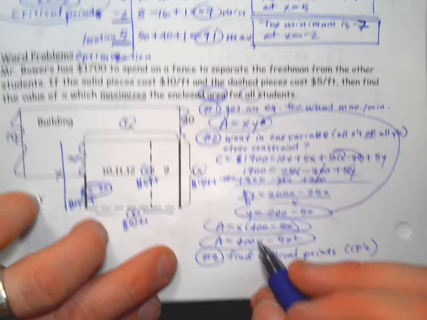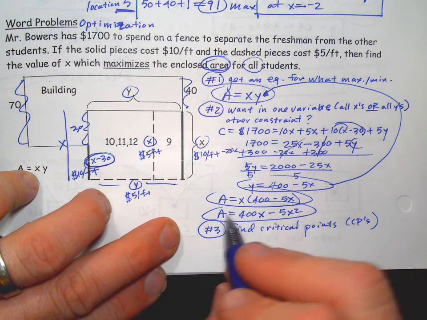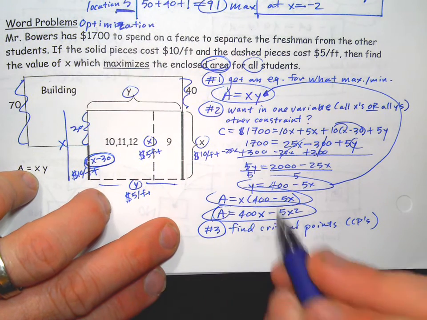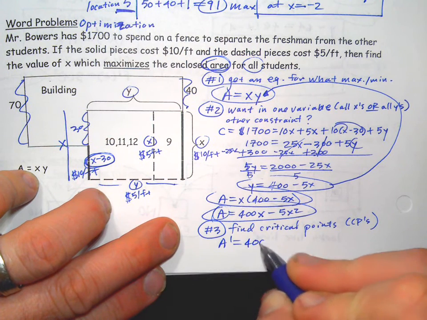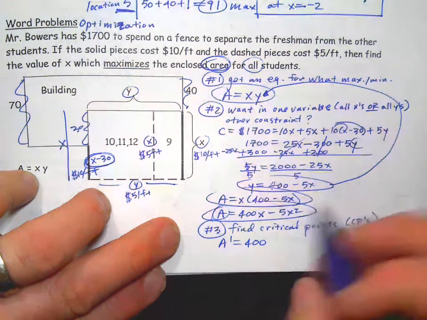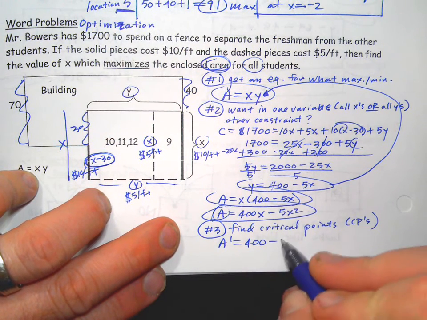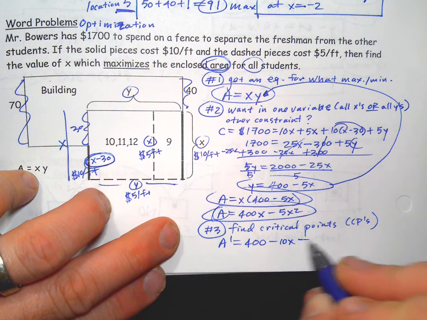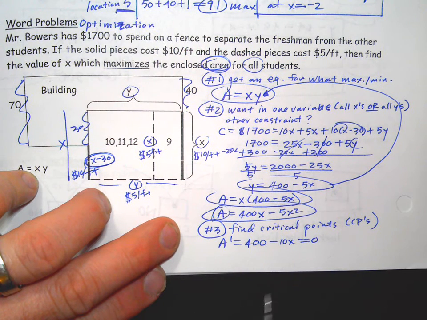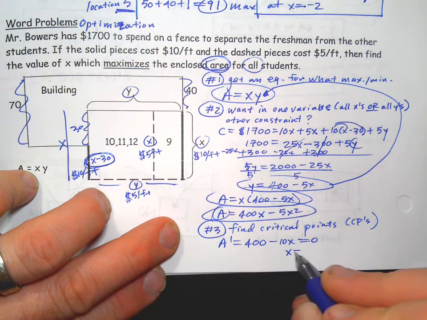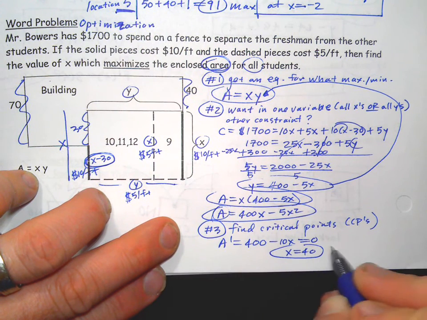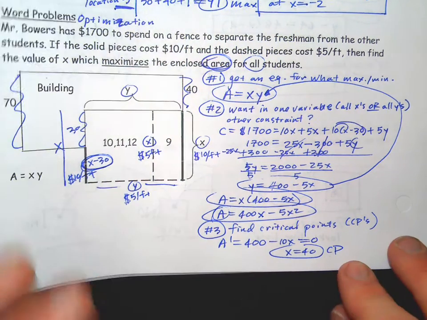So the way you do that is you want to find when the slope of this area function is 0. So you take the derivative of it, and this is why you should realize that we don't want the y's in there. Just want one variable, minus 10x, and so equals 0. And so then if you add 10x, divide by 10, you get x equals 40 is your critical point. You could get more than one critical point.